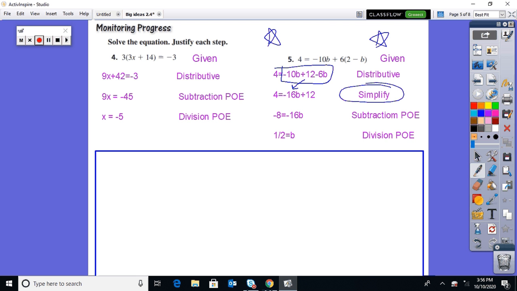And then, of course, the next step was subtracting 12 on both sides. So since we crossed an equal sign, that's the subtraction property of equality. And then, of course, division to cross an equal sign as well. So that's the division property of equality.